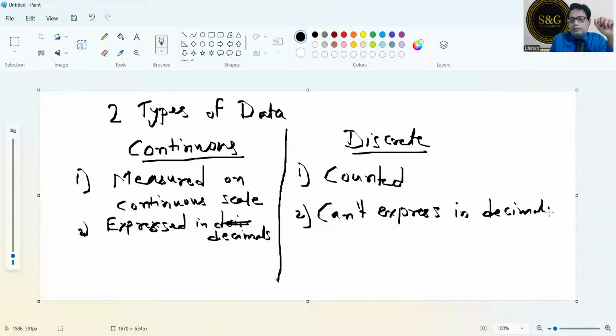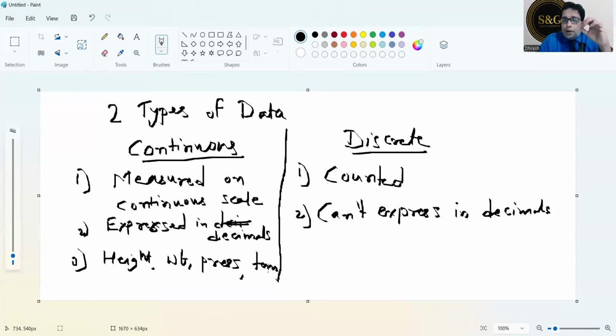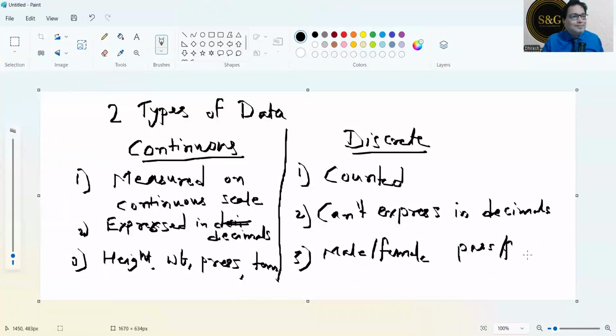Example: height, weight, pressure, temperature. For example, 1.1, 1.2, 1.3 meters, 1.4 meters, 1.5, 1.9, 2, 2.1, 2.2. It's continuous, I can measure it on a continuous scale. It is called continuous data. On the other side, discrete data examples: male, female, go, no go, pass, fail. How many pass, how many fail? Yes, no, accept, reject. Are you understanding? These kinds of data are called discrete data.